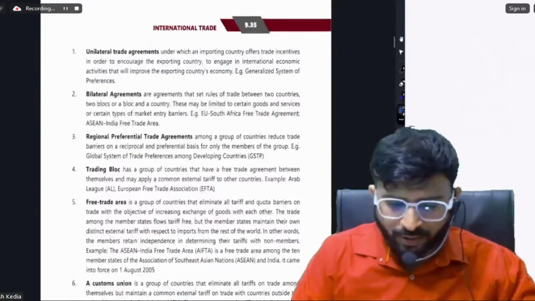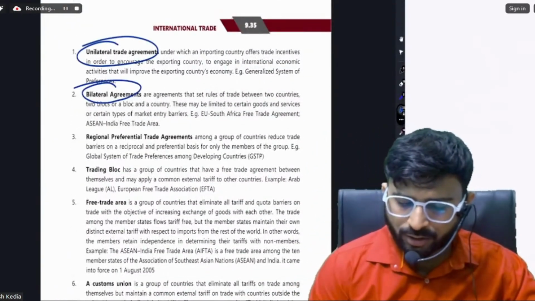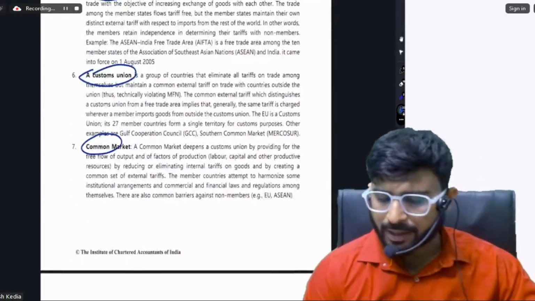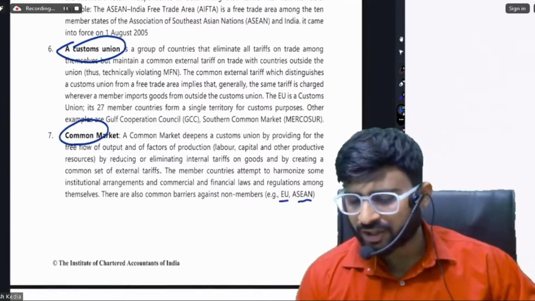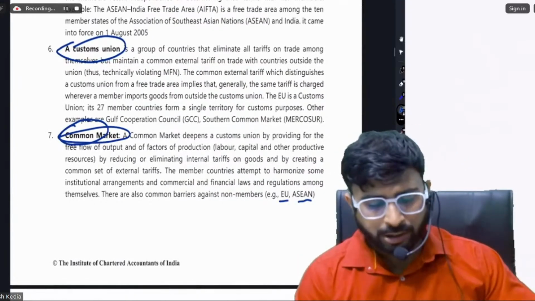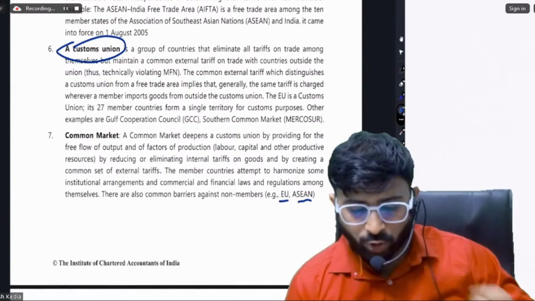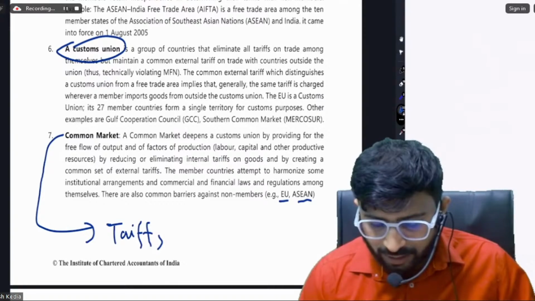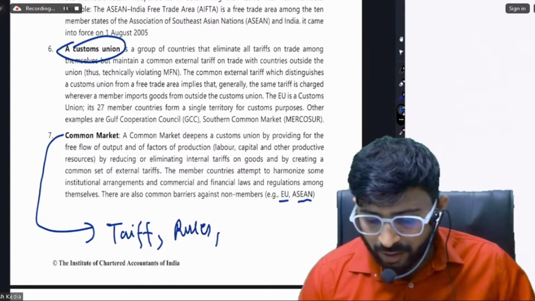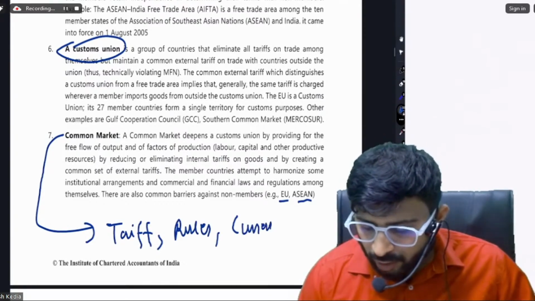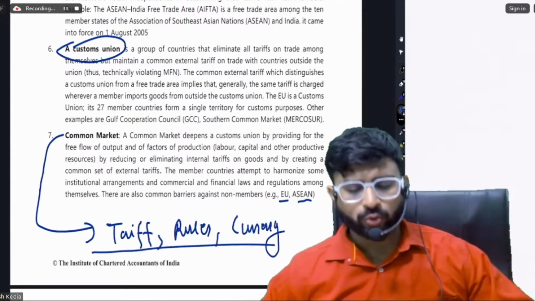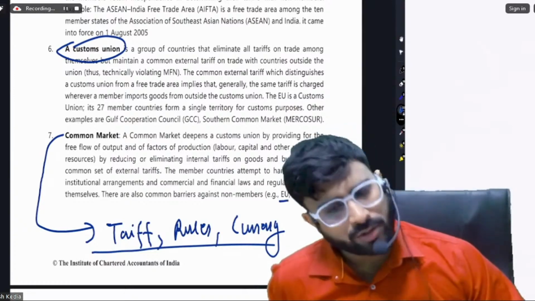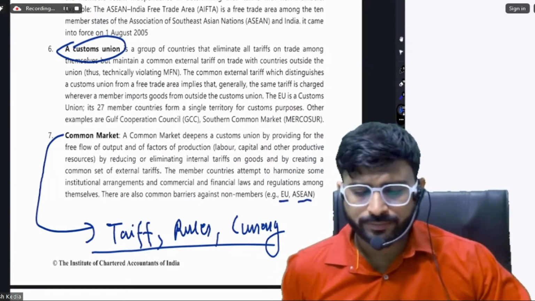Here it is. See: unilateral trade agreement, bilateral agreement, regional preference, trading bloc, free trade area, customs union, common market. Common market is like the European Union, ASEAN. What is the meaning of common market? It means they will also have common currency, common rules and regulations. There will be a common tariff, common rules and regulations, and a common currency. That is what a common market is about. Understood?